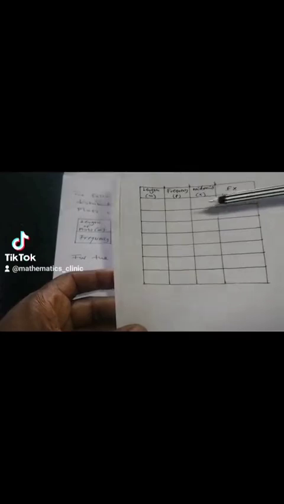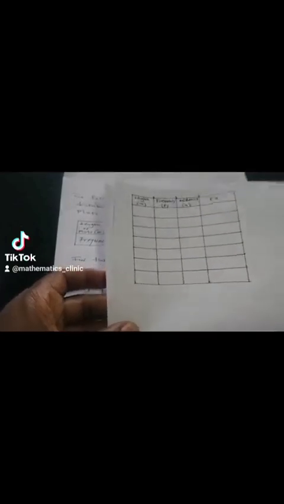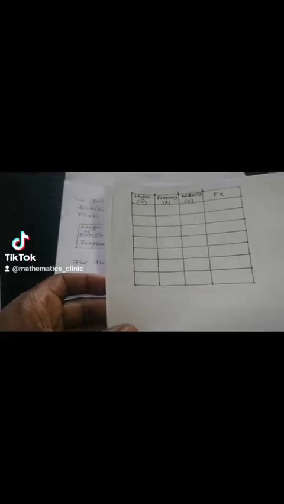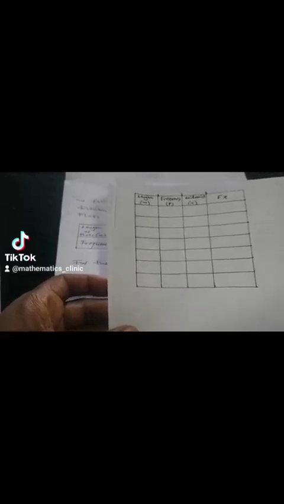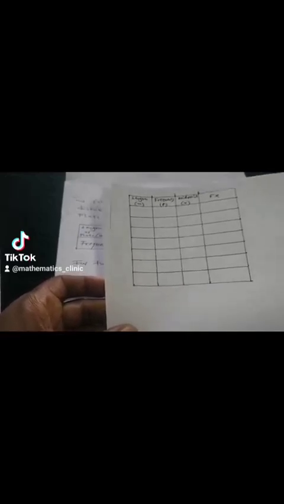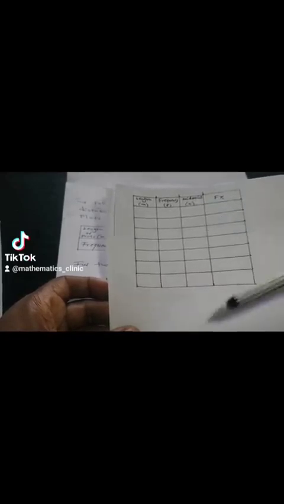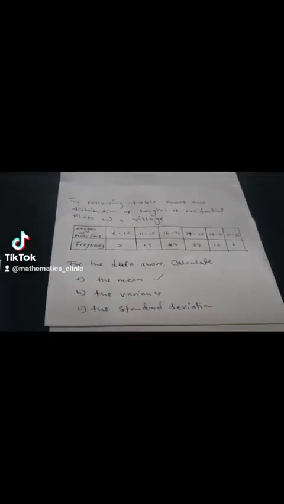Then we find the midpoint of our given data. After we find the midpoint, we find the product of the frequency and the midpoint. Then we put in the formula: the mean is equal to the summation of the product that we find, over the summation of f. I'll explain when we get there.